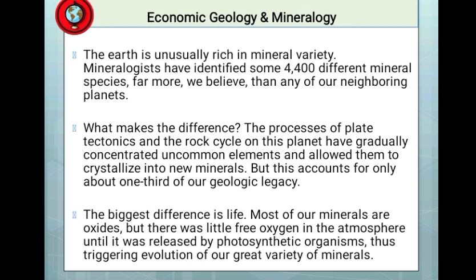The Earth is unusually rich in mineral variety. Mineralogists have identified some 4,400 different mineral species, far more, we believe, than on any of our neighboring planets. What's the difference? The processes of plate tectonics and the rock cycle on this planet have gradually concentrated uncommon elements and allowed them to crystallize into new minerals. But this accounts for only about one-third of our geologic legacy. The biggest difference is life.